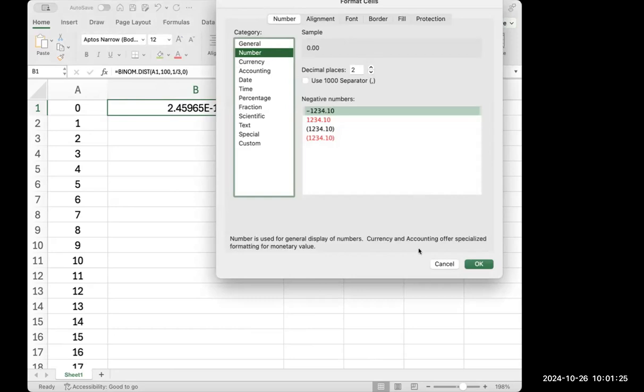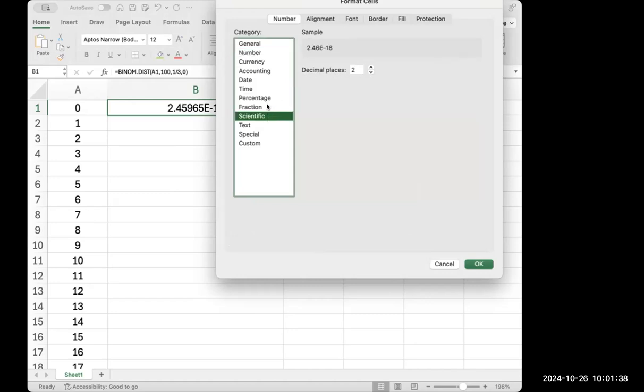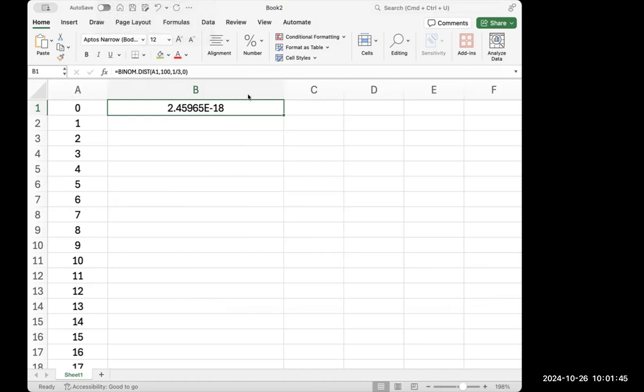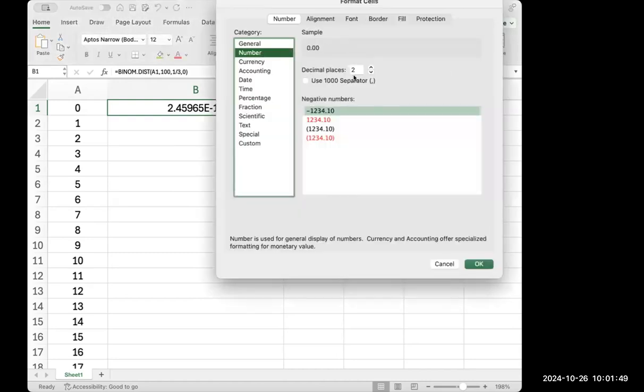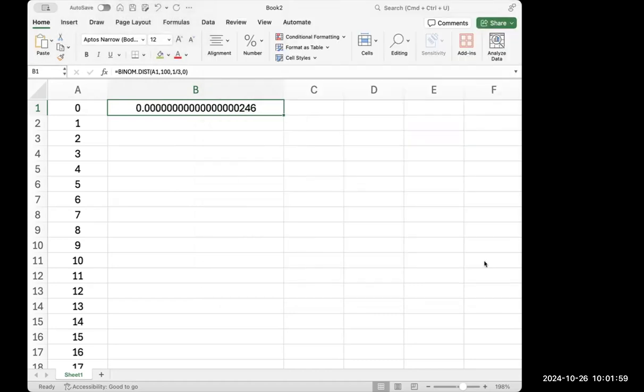Is that going to work? I'm not going to restrict the decimals. Oh, I don't want it scientific. I want it to be a number, but I don't want to restrict the decimals. It needs to be like a ton of decimals. That's really what the number is. It's very small, right? The chance that you observe 100 times and have absolutely no successes is very small. That's what it means.